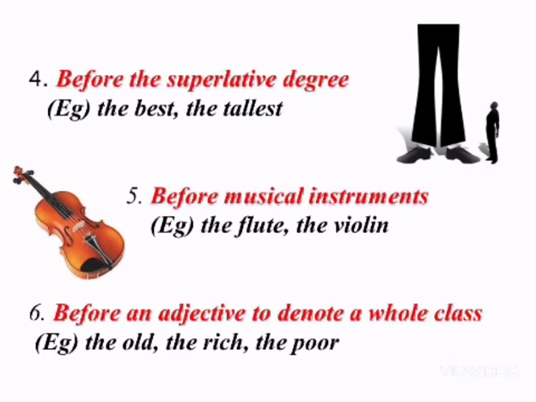Number 5, before musical instruments: the flute, the violin. Number 6, before an adjective to denote a whole class or one entire class. For example, the old, the rich, the poor. Okay, so I hope you can understand. These are adjectives, and these adjectives denote one entire class, and that is why you have to use "the".